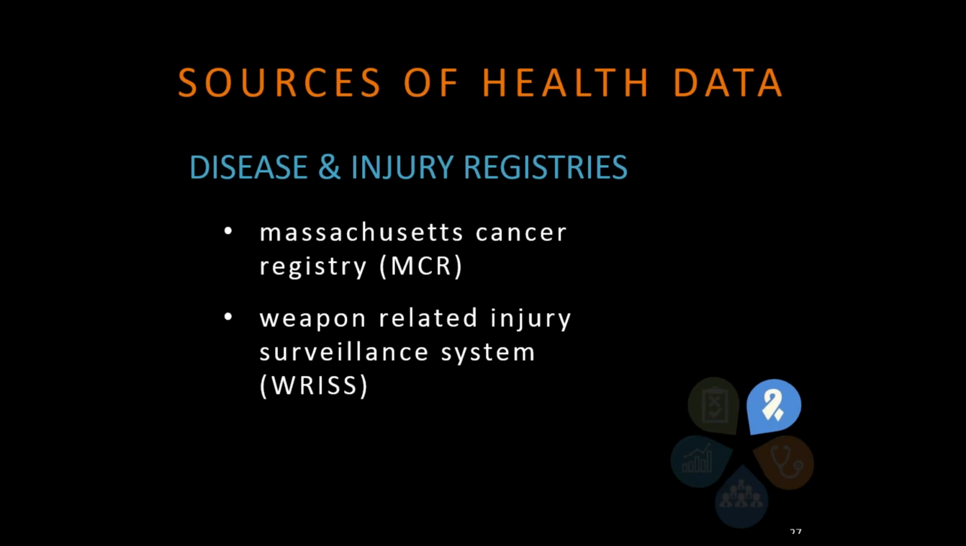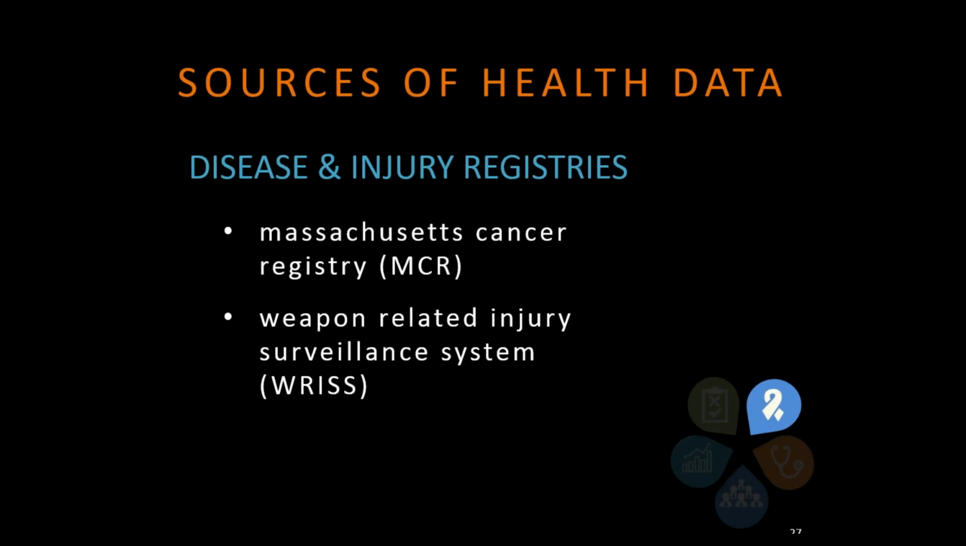It's a way of keeping track of if a certain group of folks might be suddenly experiencing a disease or an injury at a higher rate than others. The Mass Cancer Registry is an example. The Weapons-Related Injury Surveillance System is an example. The Bureau of Infectious Disease tracks a lot of different infectious diseases this way. It's how we make sure we're not getting certain outbreaks or epidemics. Again, we're required to report sexually transmitted diseases on that list.